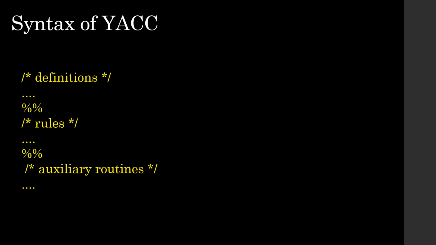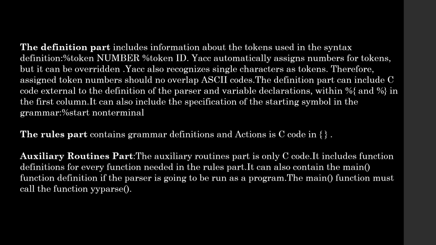Now we will be seeing the structure of Yacc, where the definition section is there, the rules section is there, where the grammar is present, and then auxiliary routines are present. So there are three sections. The definition part includes information about the tokens used in the syntax definition, that is %token NUMBER, %token ID. Yacc automatically assigns numbers for tokens, but it can be overridden. Yacc also recognizes single characters as tokens. Therefore, assigned token numbers should not overlap.